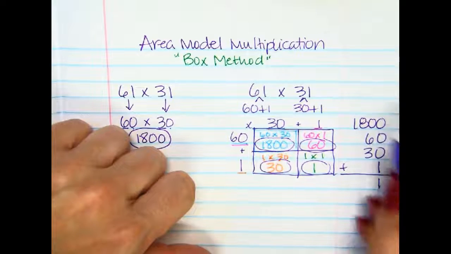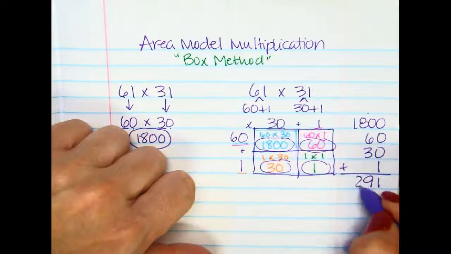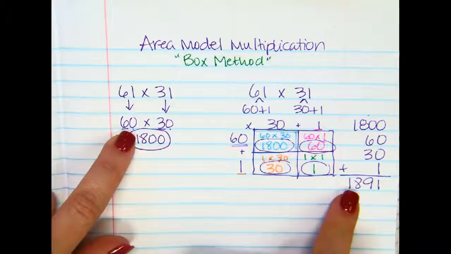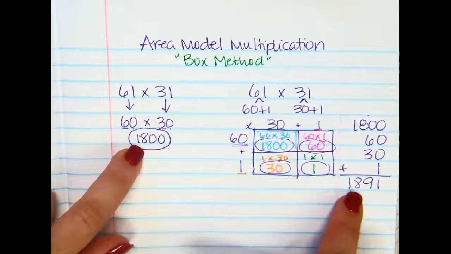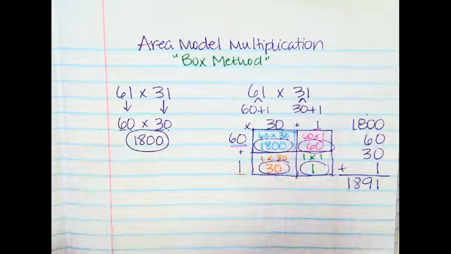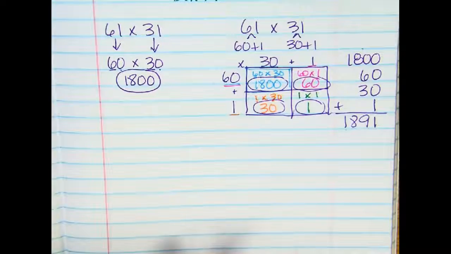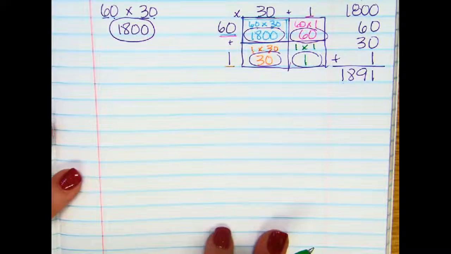So there's 1, 9, 8, 1. Our answer is 1,891. And look, it's awfully close to our estimate. So that's how you work this problem. We're going to work a few more. I just wanted to give you a quick overview on how these box models work.